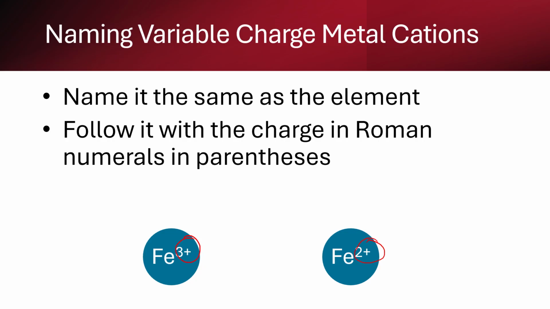So iron commonly occurs as either an ion with 3 positive charges or with 2 positive charges. So when it has 3, we're going to call it iron and then open parentheses, Roman numeral 3, close parentheses. When we read that out loud, we just say iron 3. For iron with a 2 positive charge, we're going to name it iron 2. And again, that Roman numeral 2 is in parentheses when we write it, but when we say it, we just say iron 2.